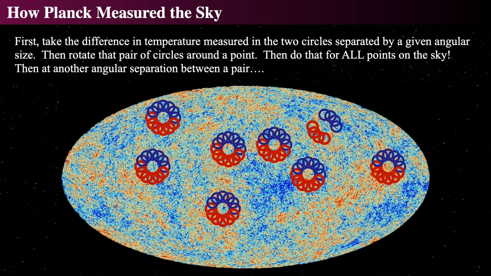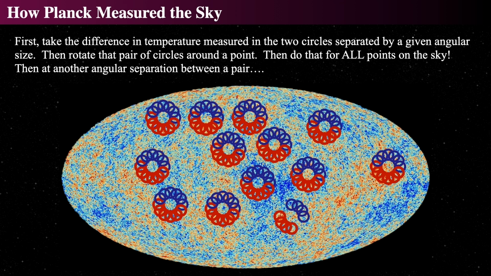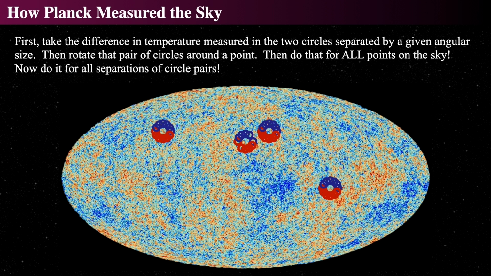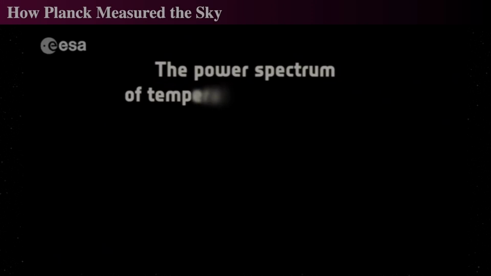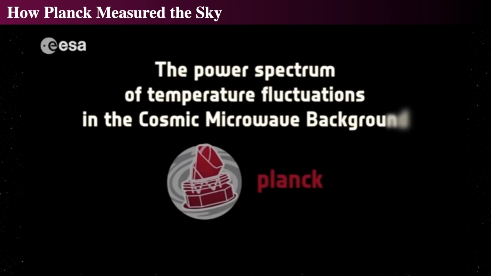And then we do small angular separations, and we do it for every point in the sky. And then we do even smaller angular separations, and we do them for every point in the sky. And after we've done every point in the sky, every angular separation from that point in the sky for the beam width at a given frequency, then we make a map. And it's called the power spectrum.